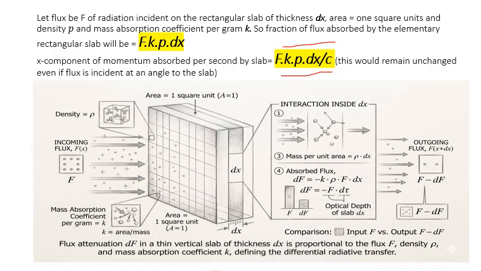It's not always possible that the flux will be perpendicular to the slab, but why is it possible? Because we consider our element to be in the perpendicular direction. There are other reasons also, you can look them up. So the outgoing flux is simply the total flux that was coming in minus the flux that has been absorbed, which is F kappa rho dx.